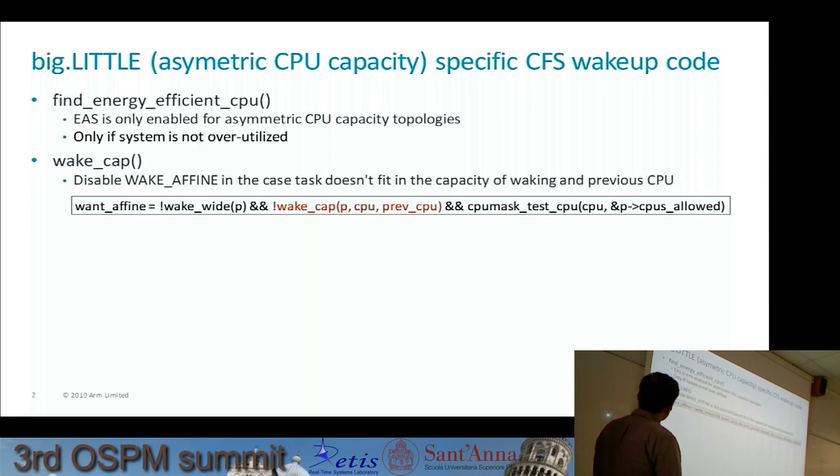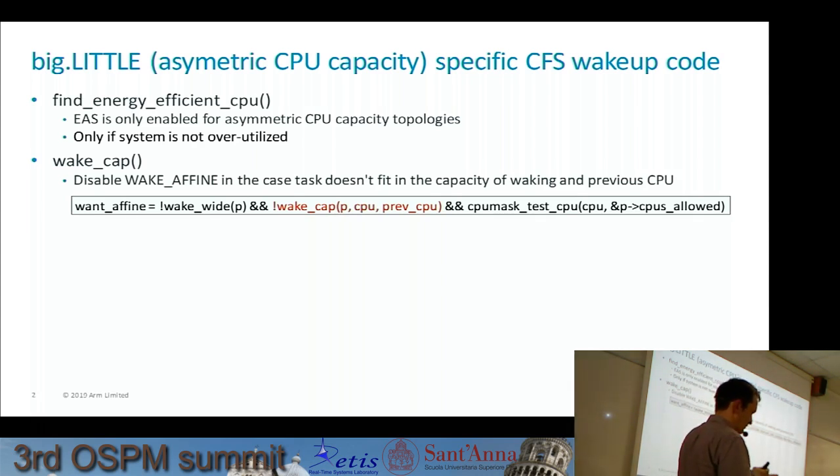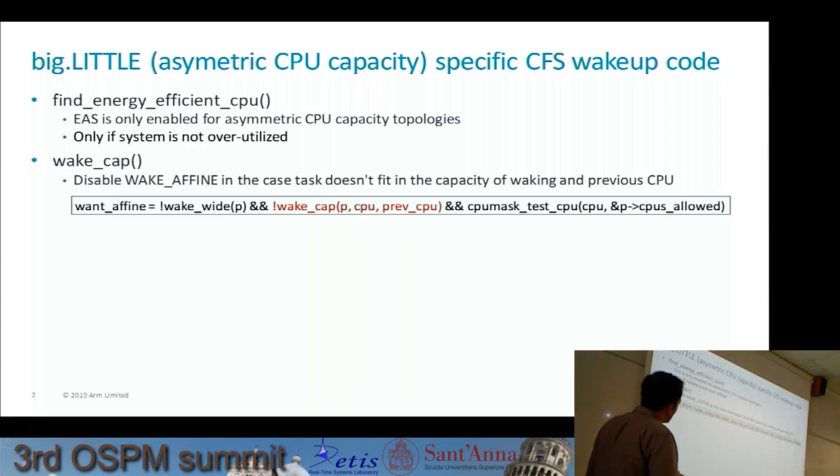The second big.LITTLE specific part is the wake capacity functionality. It's part of this equation to understand if for wake-ups we want to go wake affine. That means we want to wake up on the set of CPUs which are sharing the last level cache. And wake affine is basically, do we want to wake to the CPU that woke us up? It's for the first level cache.